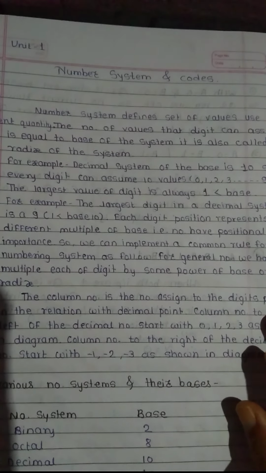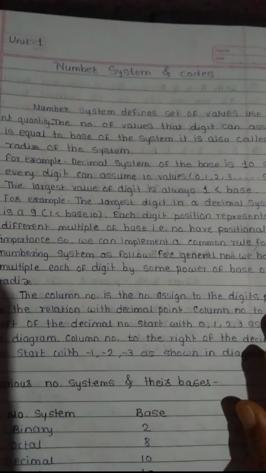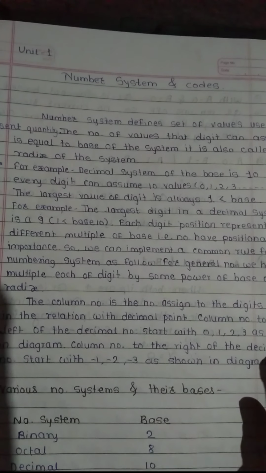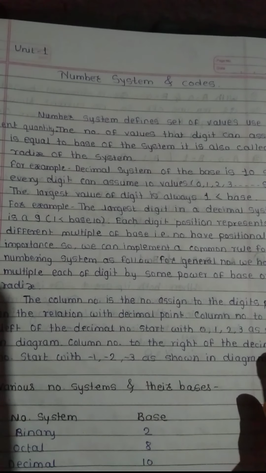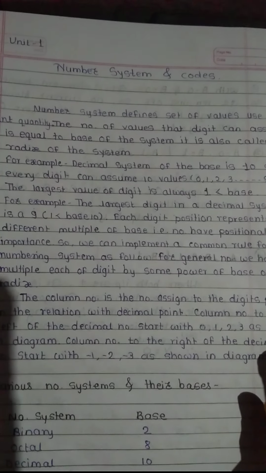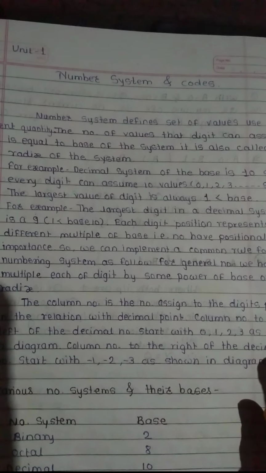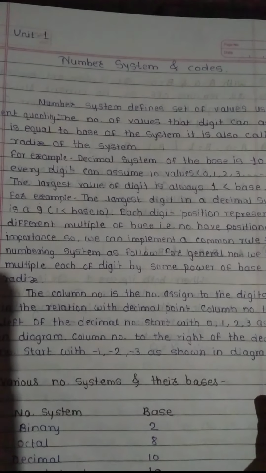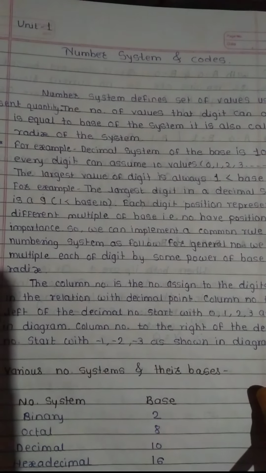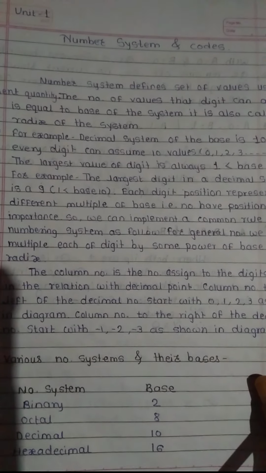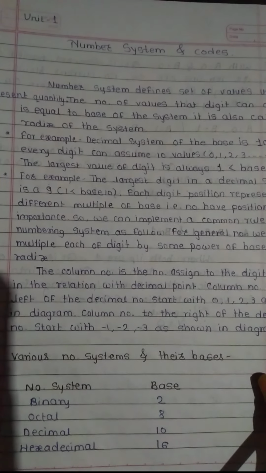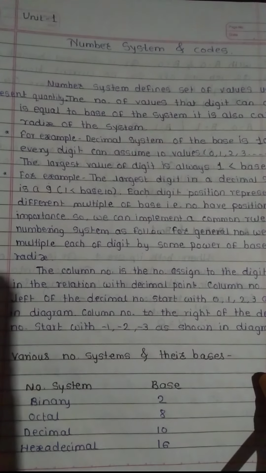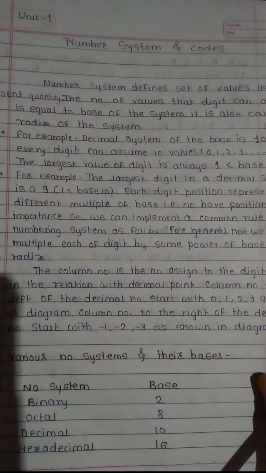A column number is assigned to the digits in relation to the decimal point. The column numbers to the left of the decimal point start with 0, 1, 2, 3, as shown in the diagram, and to the right of the decimal point they are -1, -2, -3, as shown in the column number diagram. And these are the various number systems and their bases: binary number system base is 2, octal number system base is 8, decimal number system base is 10, hexadecimal number system base is 16.